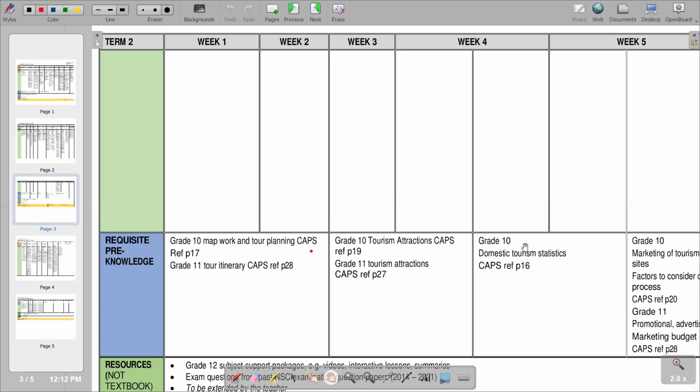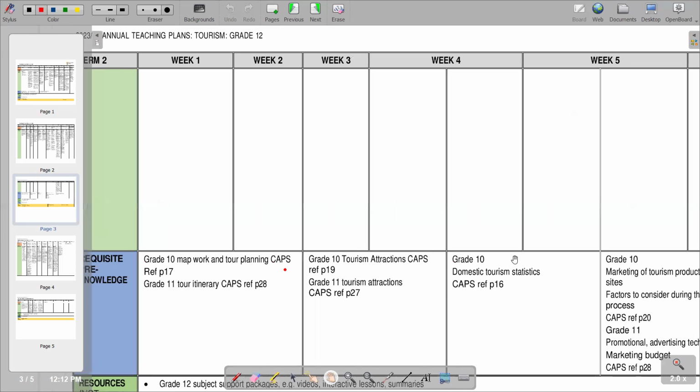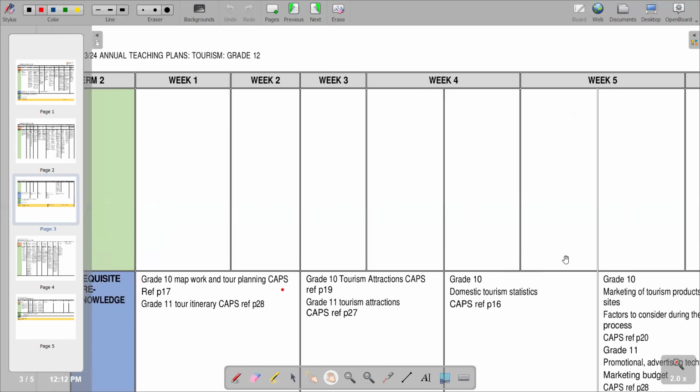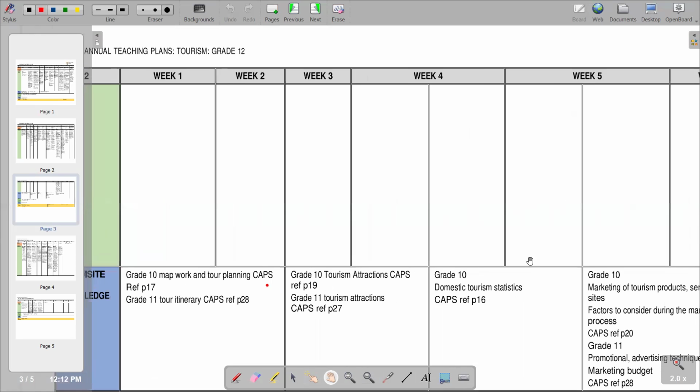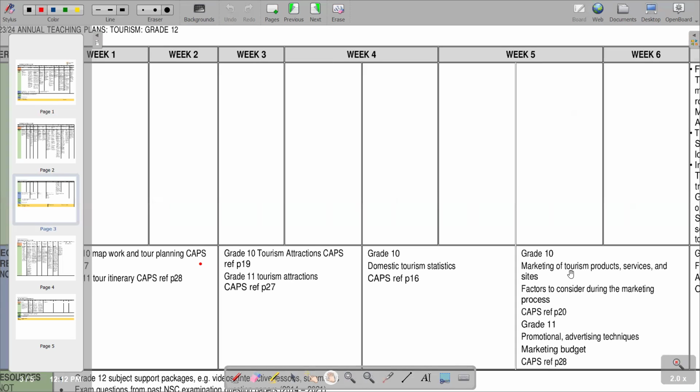So partly for week 4, we are also supposed to know grade 10 domestic tourism statistics before you start your week 4. And also for week 5, this is what we have in terms of the prerequisite of week 4 overlapping to week 5. For week 5, you are also supposed to know marketing of tourism products, services, and sites, factors to consider during the marketing process, promotional advertising techniques, and marketing budget. So it is that for grade 10 and grade 11.